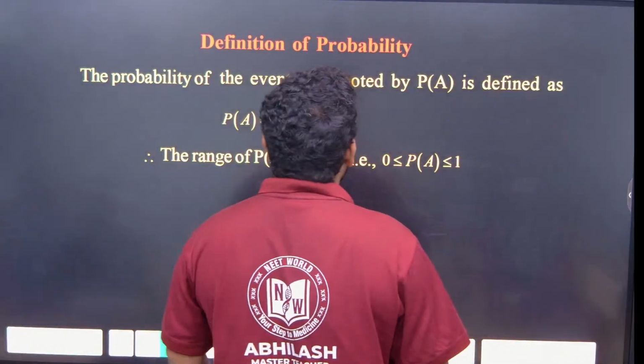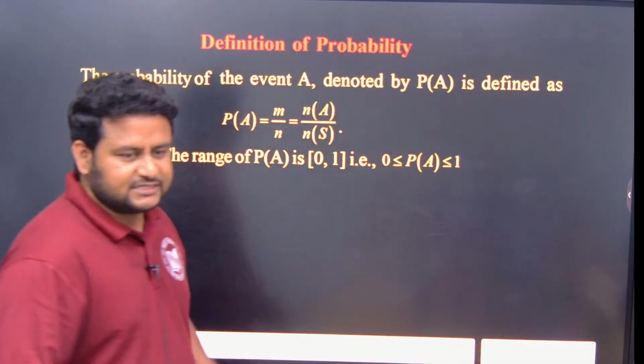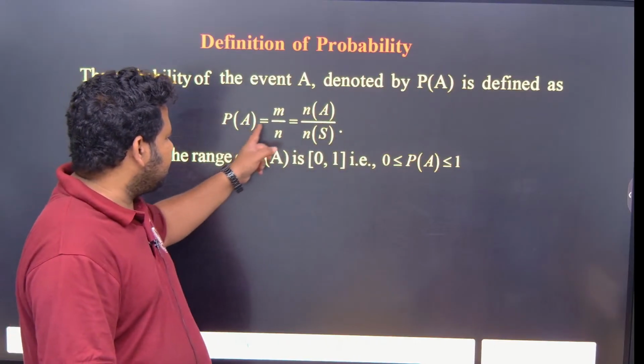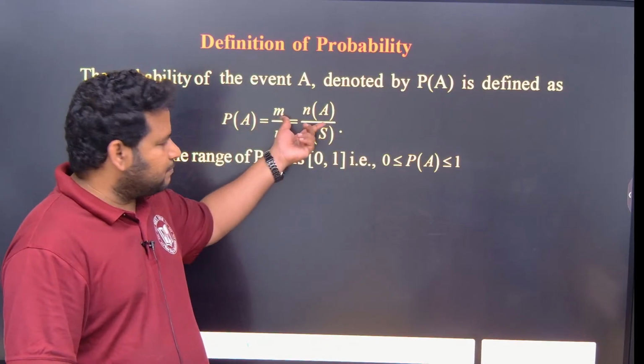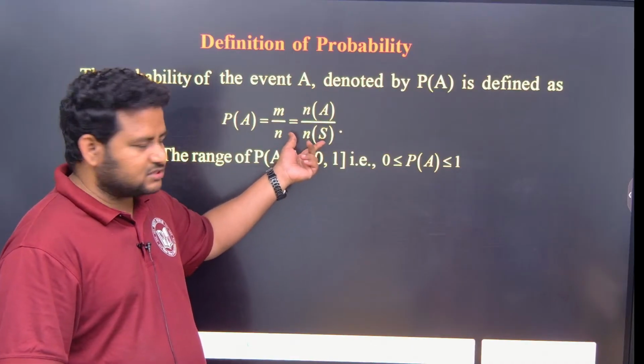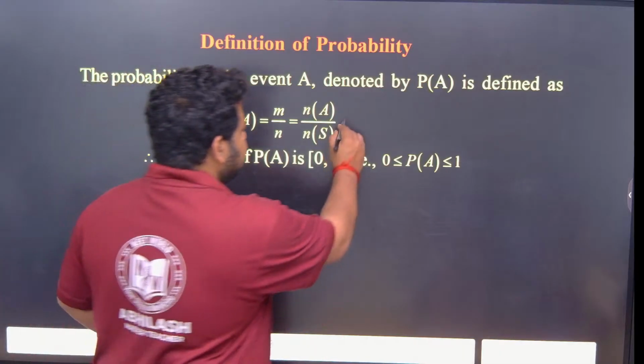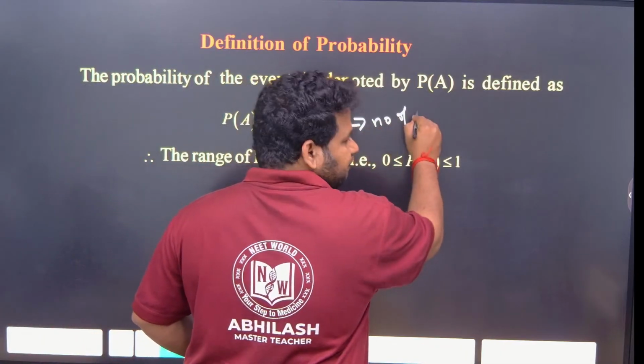Now see here, the definition of probability. The probability of event A happening is denoted by P of A, which is M by N: the number of occurrences of A by the number of occurrences of the sample space. That is, the number of favorable outcomes.